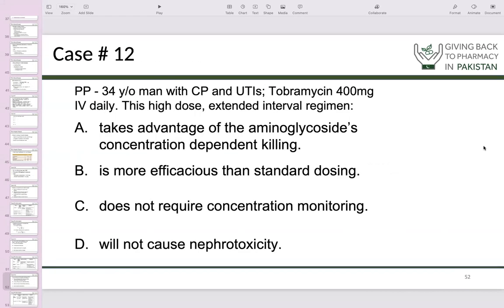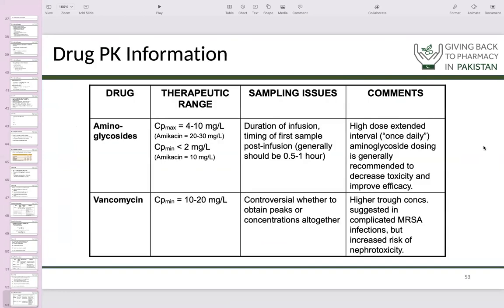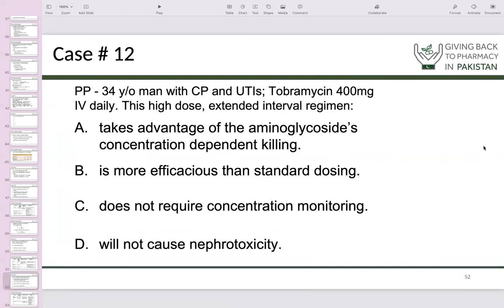Okay, so aminoglycoside, just to give you an idea about this, there is one case: a 34-year-old man with chest pain and UTIs, tobramycin 400 milligram IV daily. This is a high dose extended interval. Why do we use a high dose extended interval regimen? We know that tobramycin and gentamicin, the aminoglycosides, can be given BID or TID, but in clinical practice we use a once daily dose. What is the advantage? We take advantage of aminoglycoside concentration dependent killing, and it will not cause as much nephrotoxicity. So D is the correct answer here.